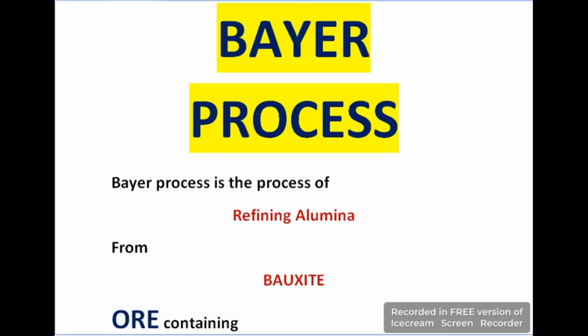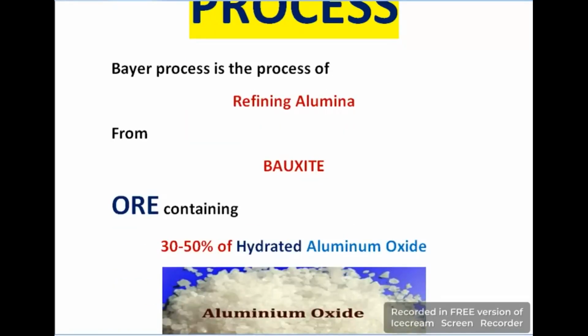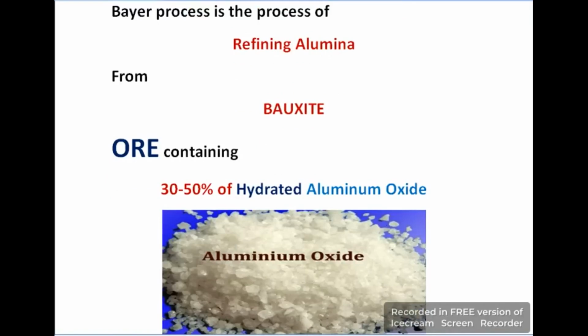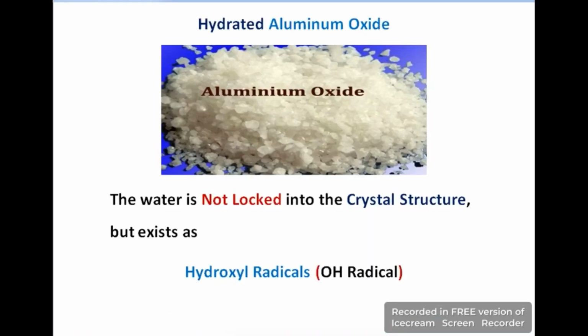Bayer process is an industrial process in which pure aluminium is extracted from its ore, which is called bauxite. So that raw bauxite contains 30 to 50% of hydrated aluminium oxide. You can see it is aluminium oxide in this picture, but the word hydrated shows that it has moisture in it. So here we will say hydrated aluminium oxide. That moisture is not locked in the crystal structure. In aluminium oxide, water exists in the form of hydroxyl radical.